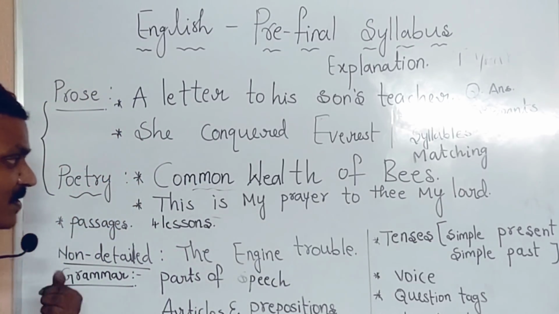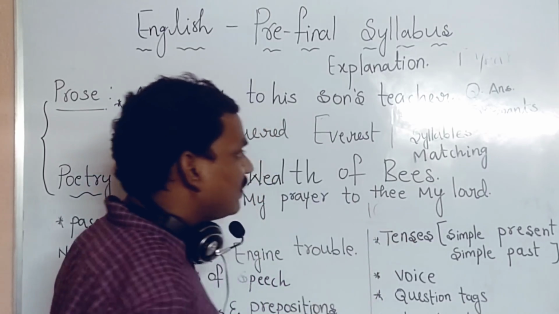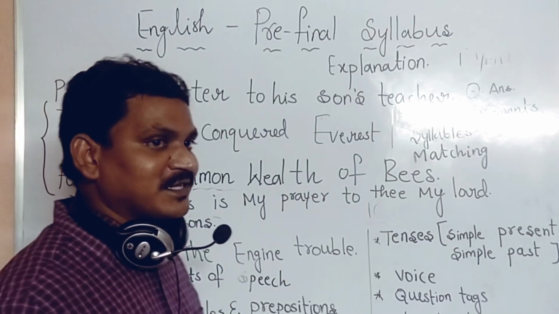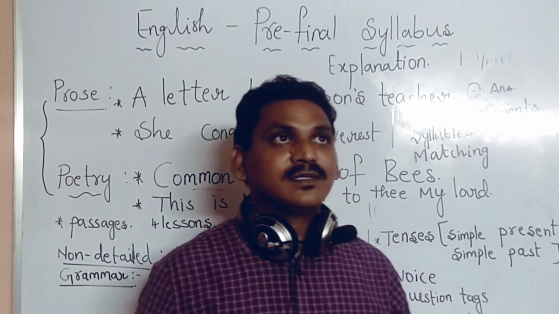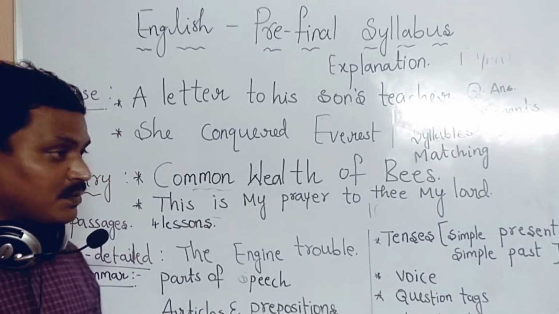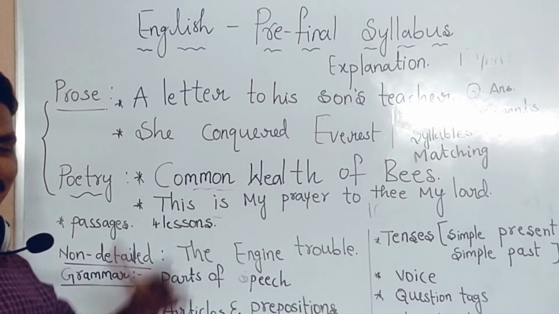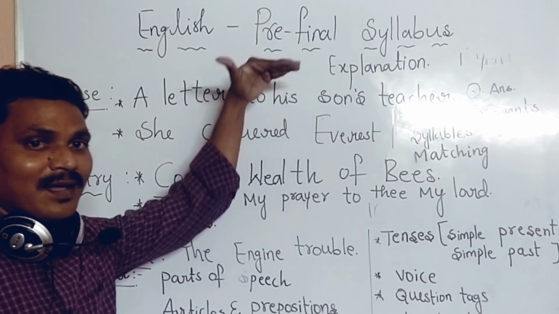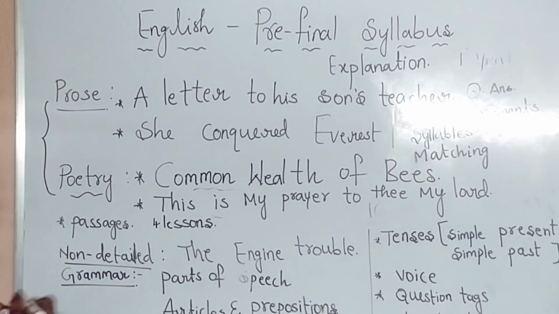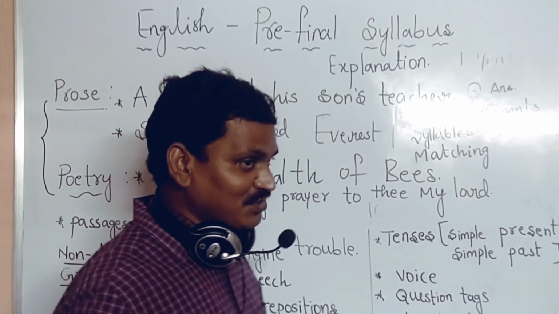So from this also we get almost 16 marks. 16 plus 16, we get 32 marks here itself. Right? So here also 2 questions and 2 annotations are common, in the same manner as they are given in the prose lessons. Okay, now it's about non-detail. One and only essay is given, that is The Engine Trouble.